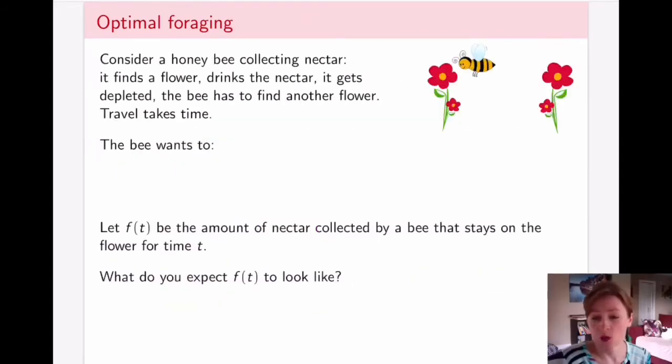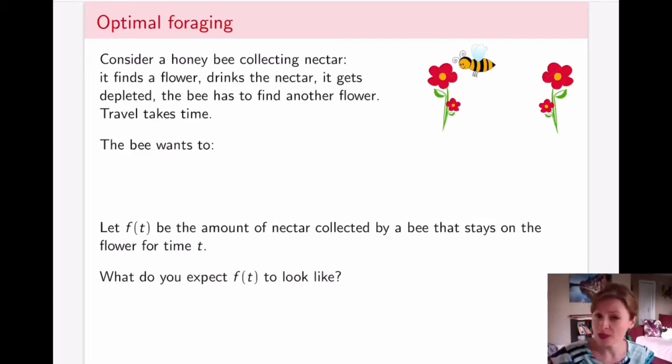Optimal foraging, which are strategies that animals employ in order to gather food most effectively. Our first example, we will consider a honeybee, and hopefully that is something you've actually witnessed in real life. A honeybee collects nectar from a flower, and then once the nectar gets depleted in that particular flower, or just maybe when it feels like it, the bee will move on to the next flower for further collection. Of course, once it decides to switch flowers, it has to travel to another flower, and therefore there's a period of time when it is unable to collect anything at all.